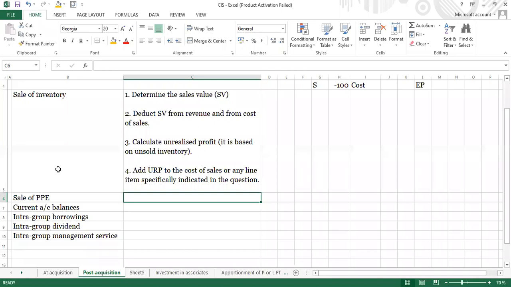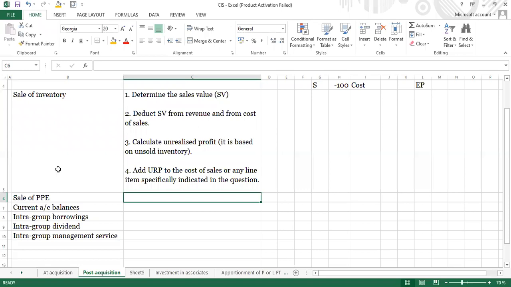That means the parent has sold to the subsidiary or the subsidiary has sold to the parent. Whoever is the seller earned a gain on disposal. Remember that when you sell your property, plant, and equipment at a value above its carrying amount, you will have a gain on disposal. So that gain on disposal is expected to be knocked out as well.